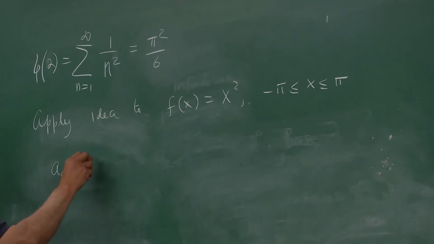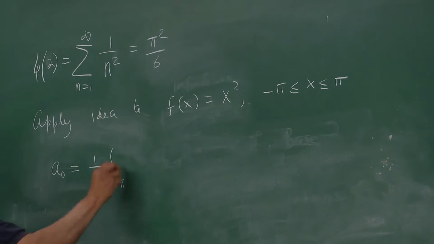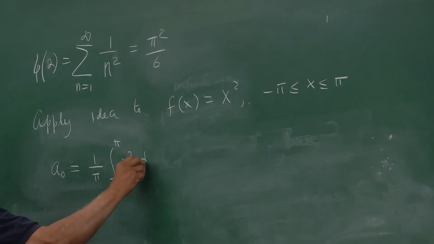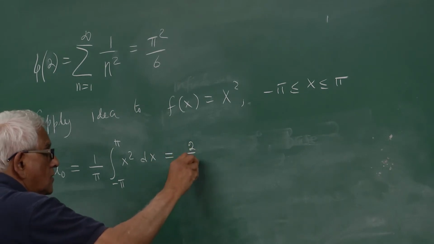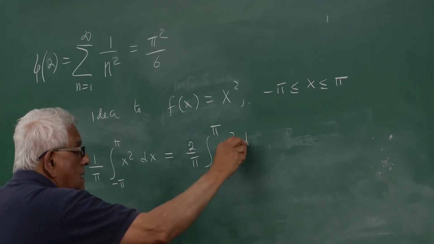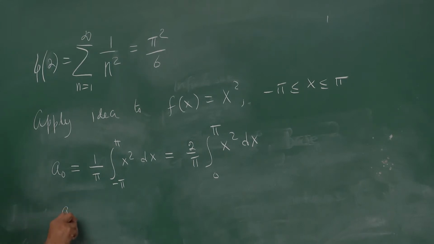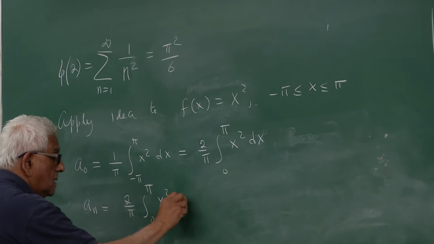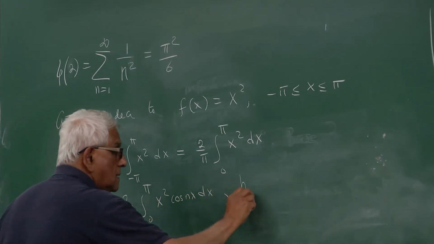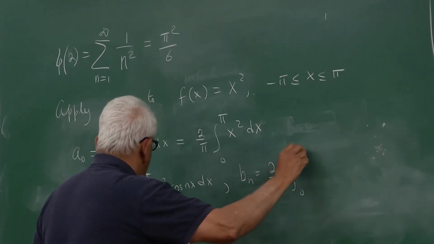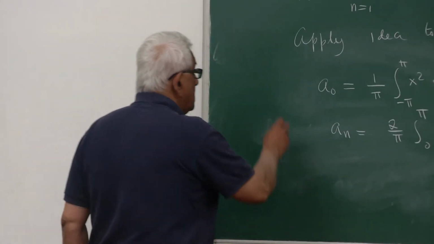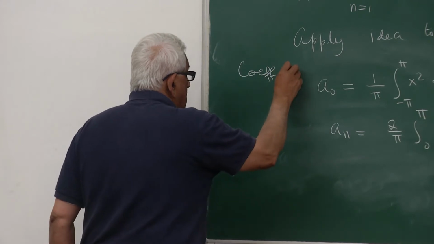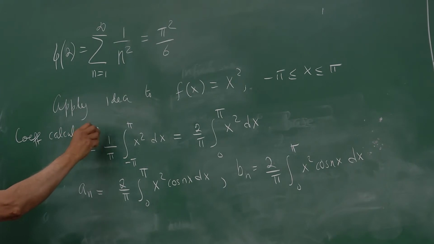This is equal to 1 upon pi, integral from minus pi to pi of x squared dx, which we can prove is 2 over pi. And a n is 2 over pi. So these are coefficients calculated using this rule.